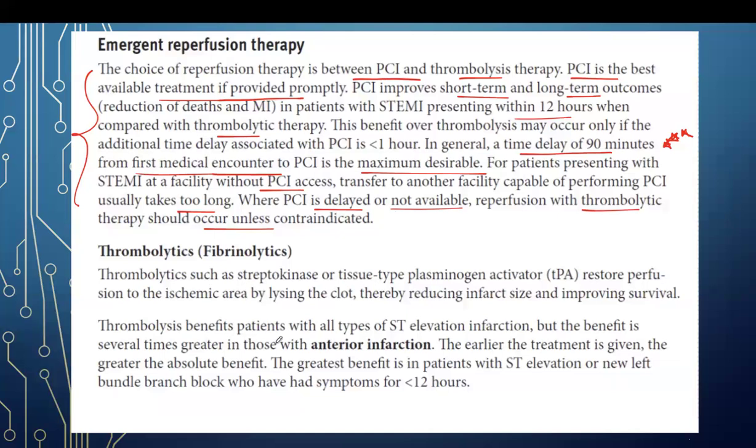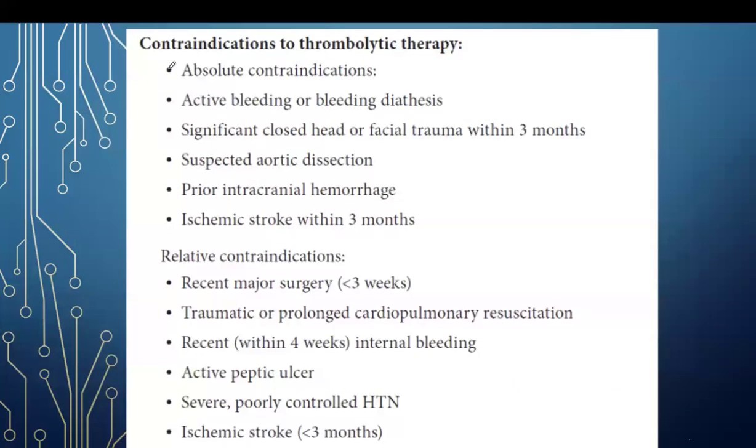So that's what we have written in here. So the earlier the treatment is given, so that's the fibrinolytic or thrombolytic, and it has streptokinase, it has tissue type plasminogen activator, so all of the same thing. So the earlier the treatment is given, the greater the benefit. Greatest benefit is when a patient has ST elevation who had symptoms less than 12 hours. So within 12 hours, it is either PCI or thrombolytics.